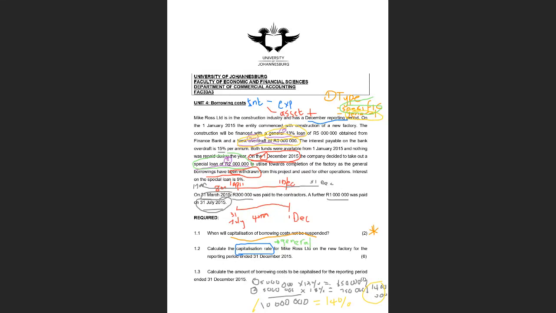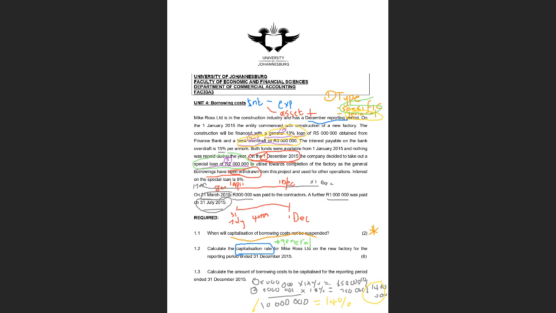So let's quickly explain it again, and then I'm going to go to the solution, and then I'll explain it for the third time as well. The first thing in this question, we identified that there were 3 loans, and 2 of these loans were general. The ones in yellow here, the 13% general loan and the bank overdraft, those were general. And then there was one specific loan, the third loan of 2 million rand.